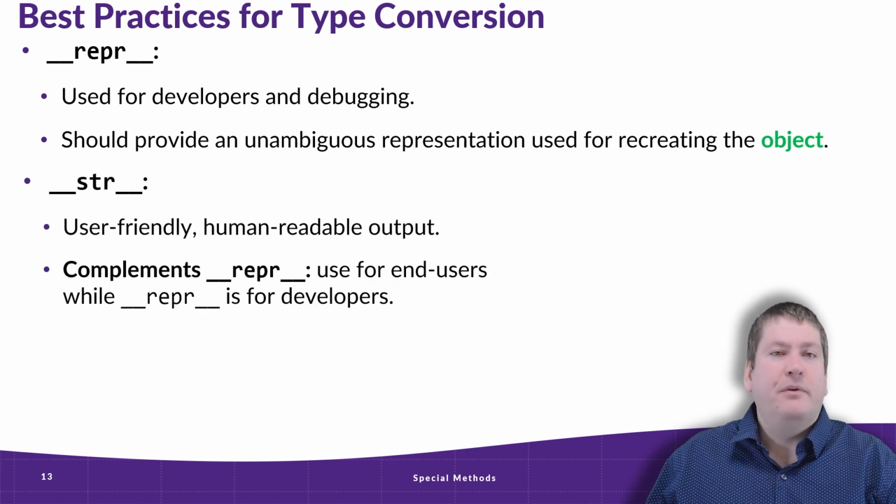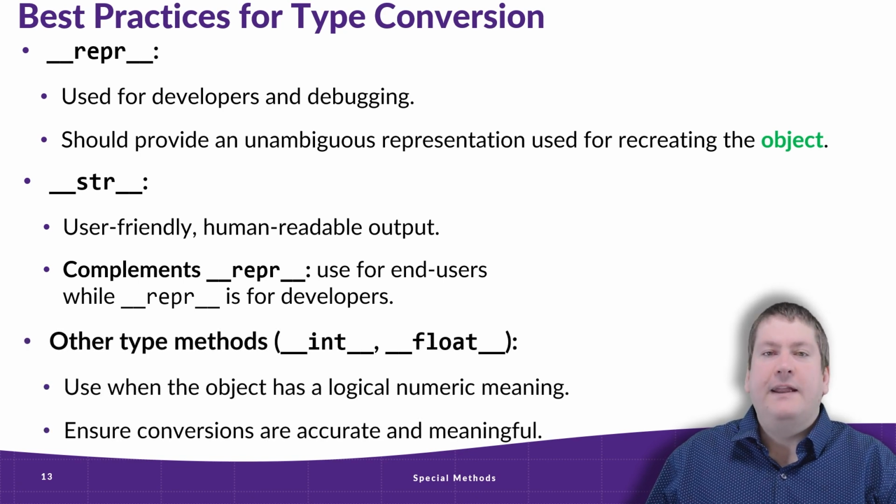Whereas the string special method, or str, should be outputting a user-friendly, human-readable output that explains what the object is and what it contains to the user. This should be something that we could provide to the end users of our program and would also make sense to them. So really, these two special methods complement each other. String is used for end users, while REPR is used for developers and debugging.